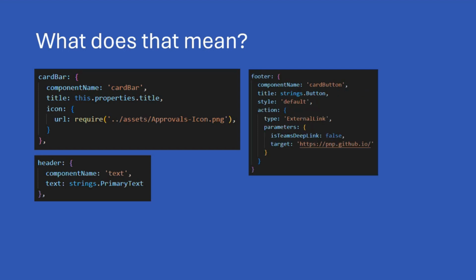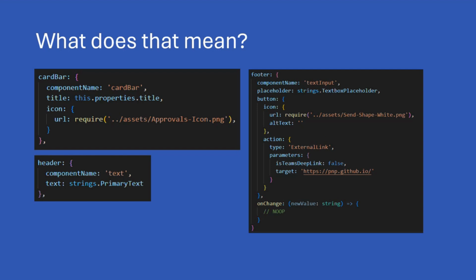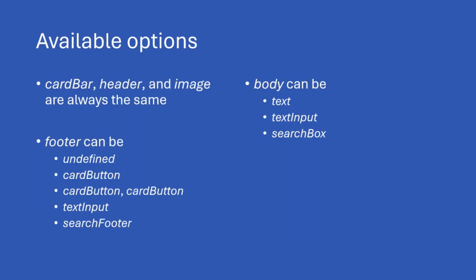So here, for example, you can see a footer with a card button, if you want to have a clickable button from an end user perspective. Or here you can see another footer where you have a text input that you can use to read some input, text content, from the user. So the available options are those listed on this slide. I will not go through all of them.